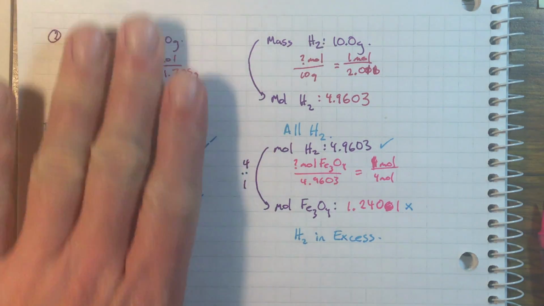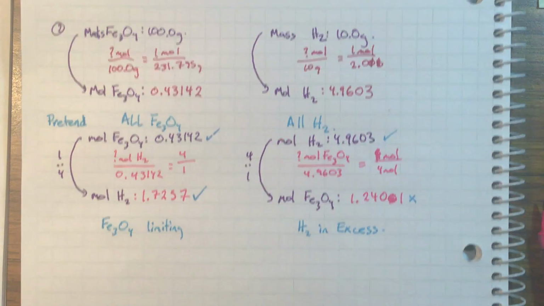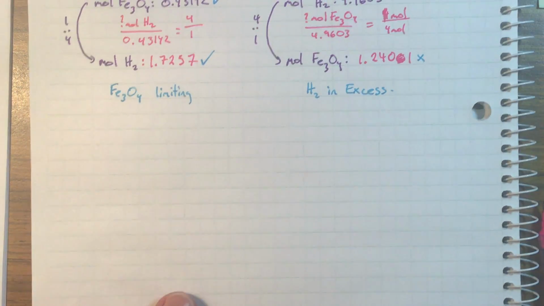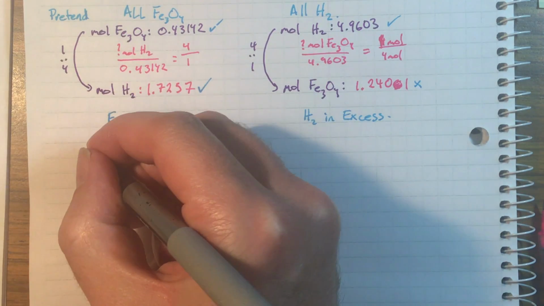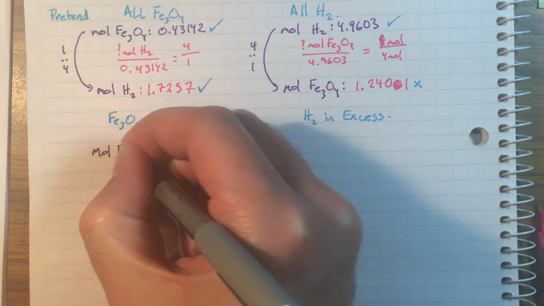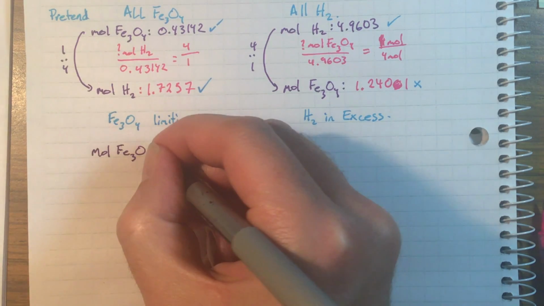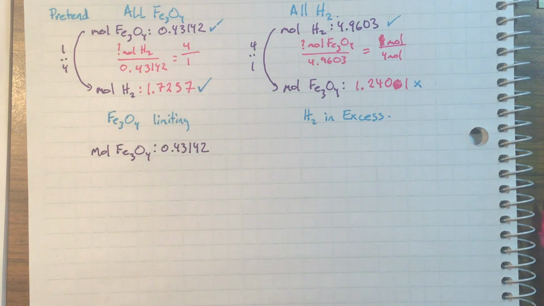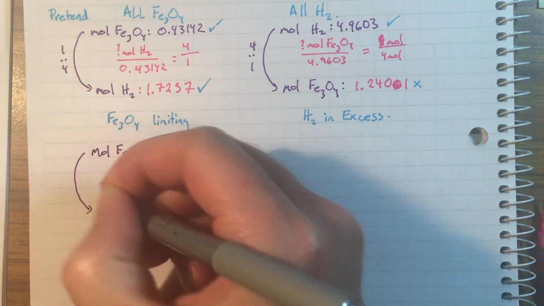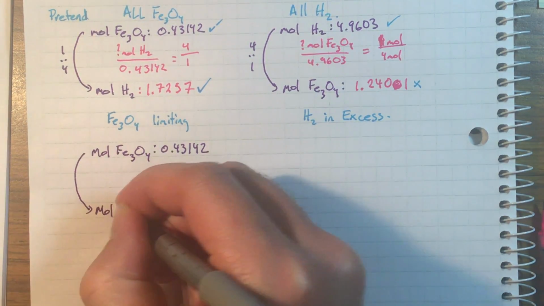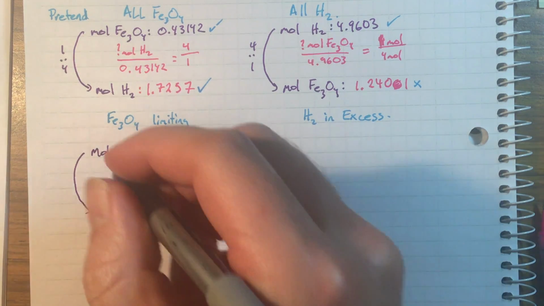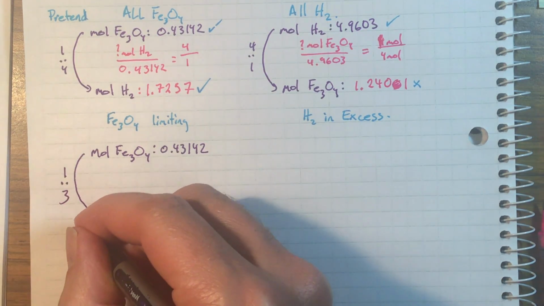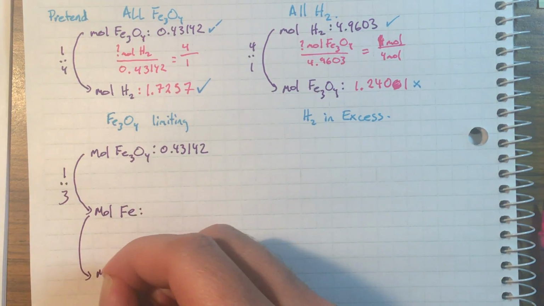So now we continue down our Fe3O4 side to figure out how much iron is produced. So we continue on with our map. We go with our moles of Fe3O4, which is 0.43142, and I still have that stored in memory in my calculator. We're going to go to our moles of Fe using a 1 to 3 molar ratio. Then we're going to go from moles of Fe to our mass of Fe using the molar mass.